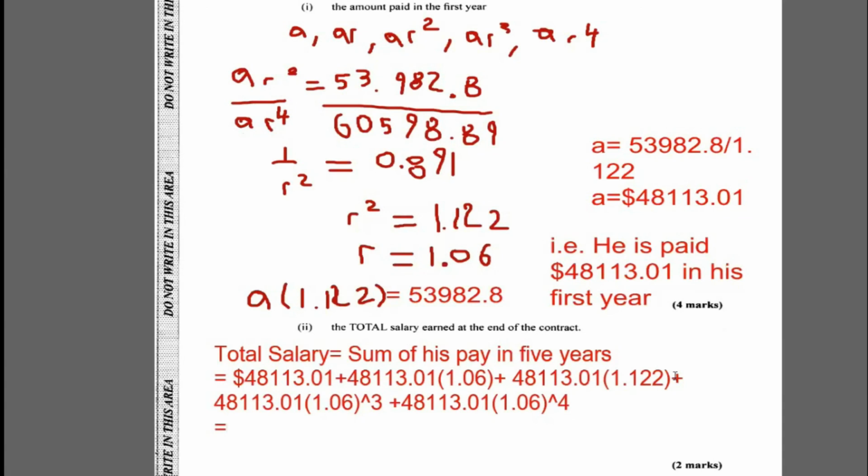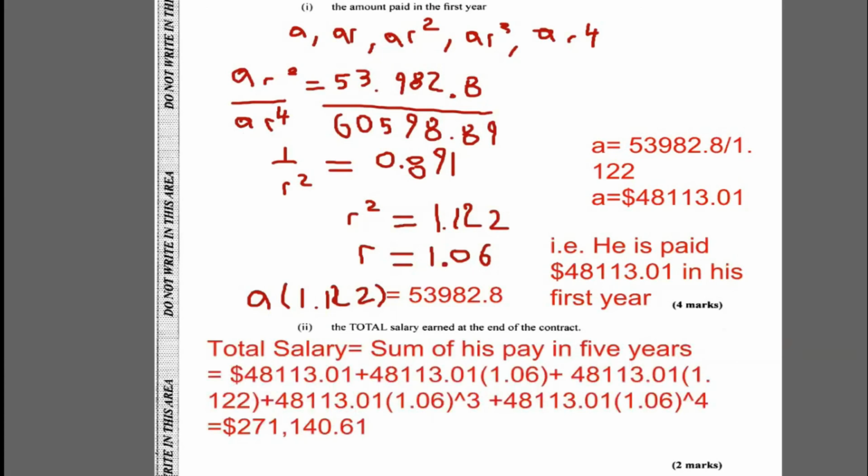So you can add those up: 48,113.01 plus 48,113.01 times 1.06 plus 48,113.01 times 1.122 plus 48,113.01 times 1.06 raised to the third power plus 48,113.01 times 1.06 raised to the fourth power. I'm getting that in total he made $271,140.61. That's his total salary at the end of his contract. That's one way to do it.